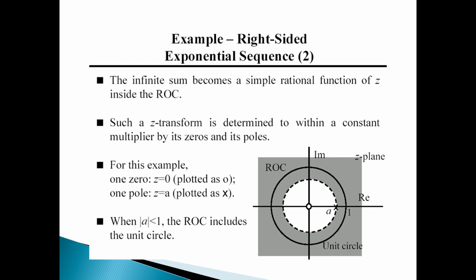Now if you see here, if the value of a is less than 1, then it will be inside the unit circle. This is the real axis, imaginary axis, this is the z plane, and the ROC is |z| greater than a, so this is outside this circle. This region will be the ROC for x[n] equal to a power n u[n].